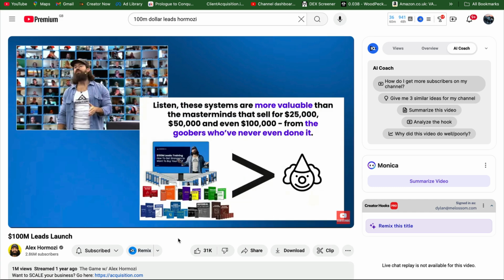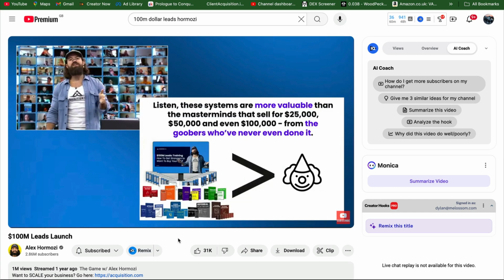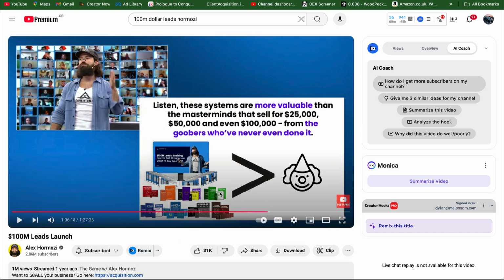Listen, these systems are more valuable than the masterminds that sell for $25,000, $50,000, even $100,000. So everyone thinks he's selling something for $12,000 now, right? So they're kind of freaking out and they're like, what the fuck? Like, I really want that, but I'm not paying $12,000, right? And let's be honest, they are worth $12,000, right?